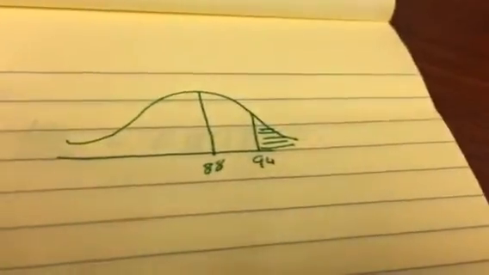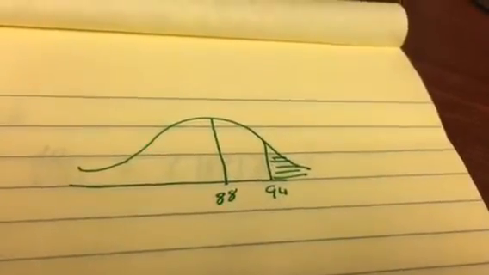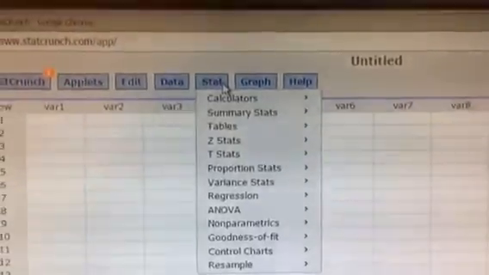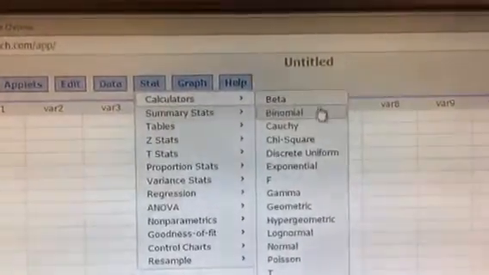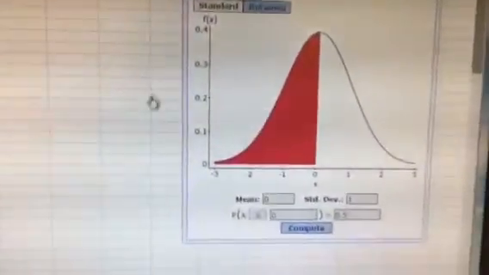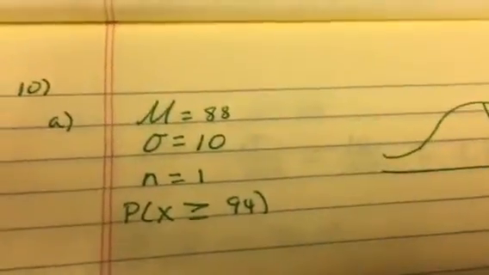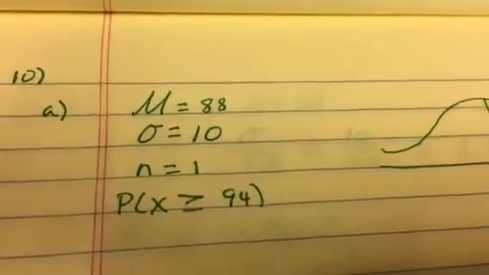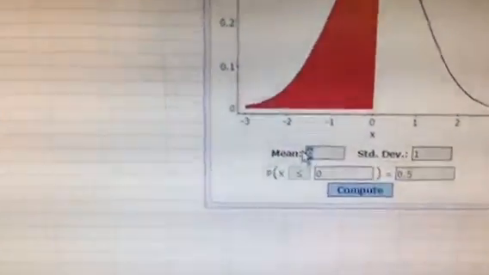And the graph of this is going to look something like this. But what happens is we want to use StatCrunch, and I'm going to lead you through this. So we'll go to Stat, Calculator, and we're looking at normal distribution. So we go to normal. We're going to fill in all the information that I wrote on the page, and that's what you need to do to show your work. You need to write down all the information. So in this box, we're going to put in the mean is 88. So let me put that in.